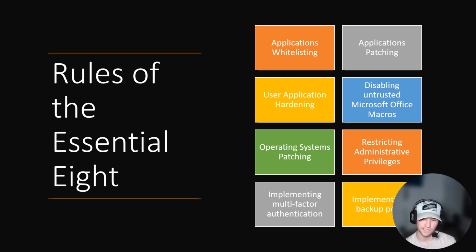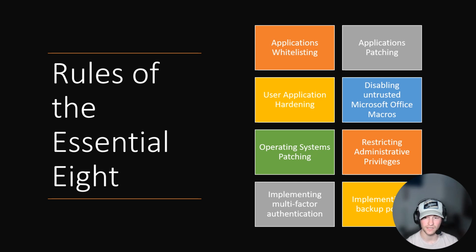Application patching, which can update the applications on the systems to remove the latest vulnerabilities and issues. User application hardening, which can assist with disabling unneeded or extra features from a specific application, which can represent a quote unquote door for an APT.